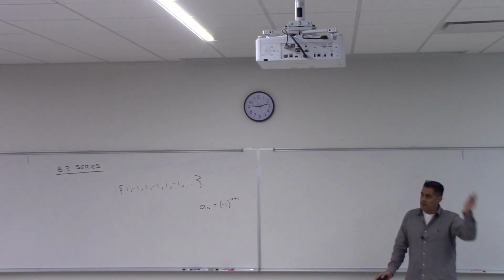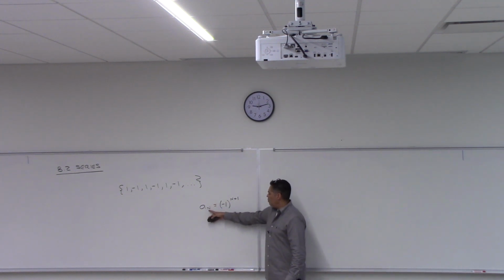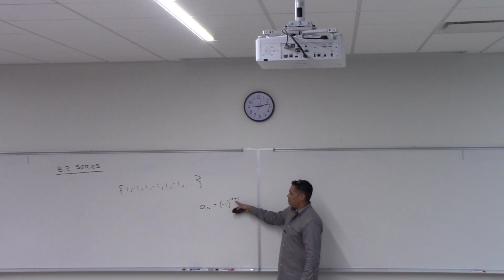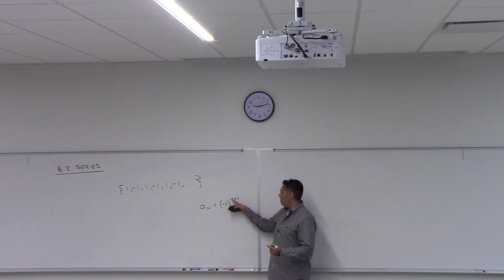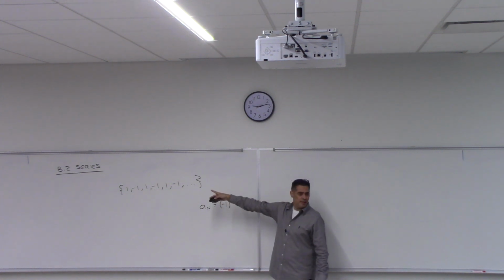So this is, again, something from last time. This is our formula. If you let n be 1, what happens? You get 2 there. Negative 1 squared is 1. If you let n be 2, now you get a 3 up here. Negative 1 cubed is negative 1. So this creates that.